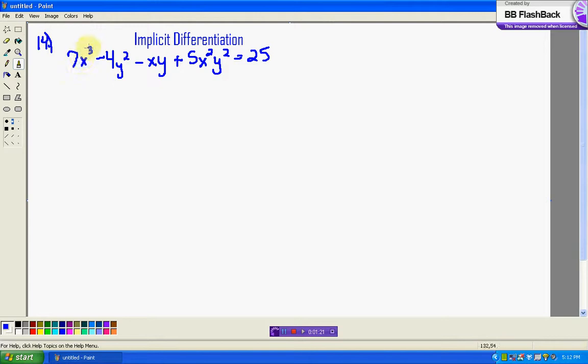So the first thing we have here is 7x cubed. When you take the derivative of this, you're taking it in terms of x, so you can just do business as usual. That's just 21x squared. Okay, that's simple. The next term is negative 4y squared.